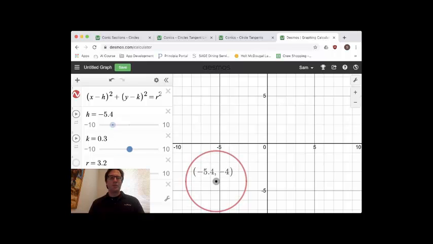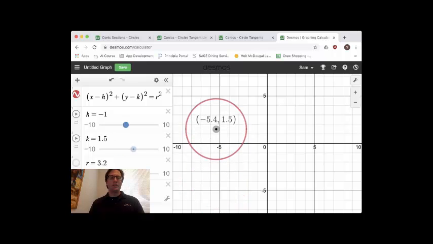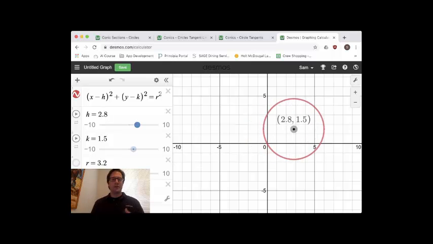Now it's important to remember that the way I wrote this was with these values x minus h and y minus k. And so when I make h a positive value, right now it's 2.8, in the equation it's going to be x minus 2.8. So when you're given an equation and you're asked, oh, what's the center? Where's the center of the circle? You always have to change the sign of that value.